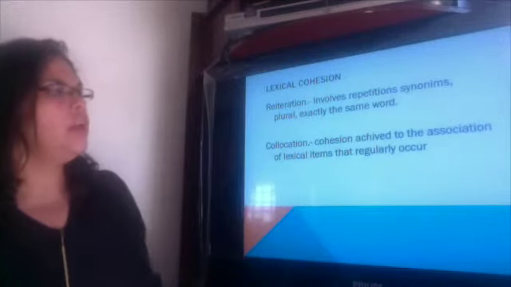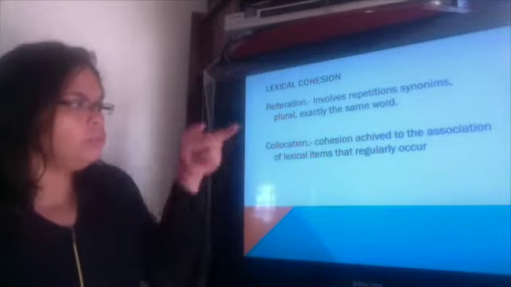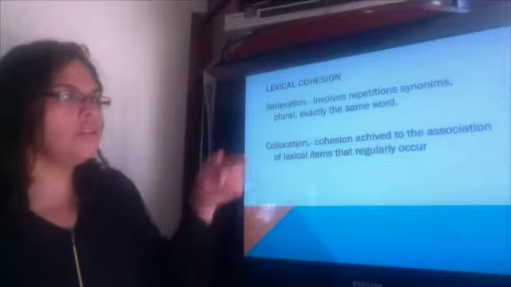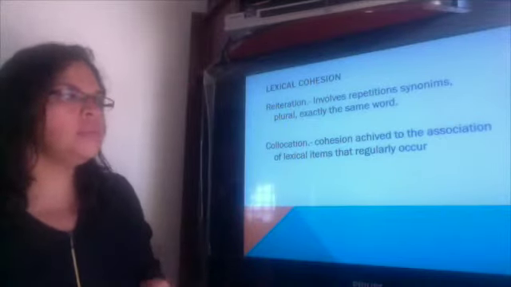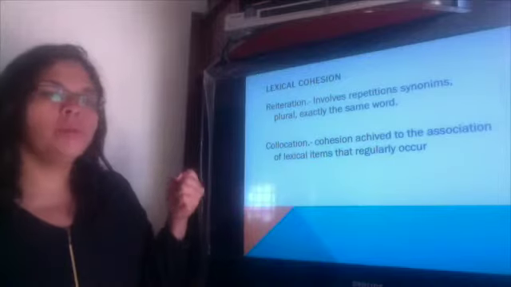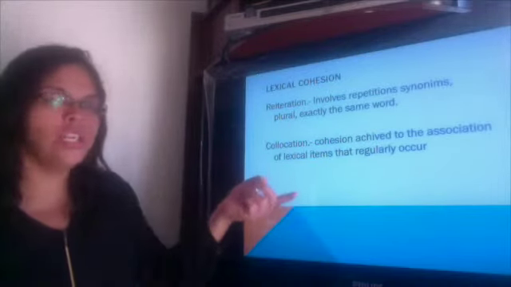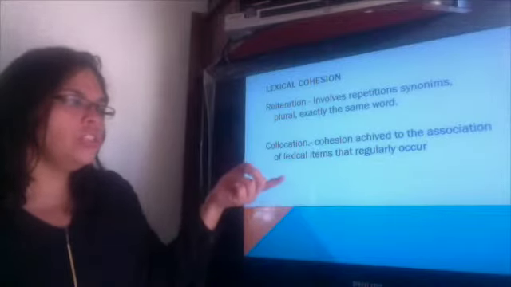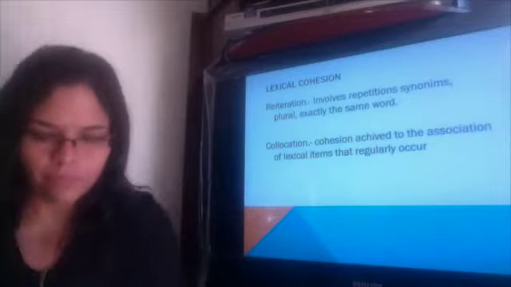Lexical cohesion. Lexical cohesion is divided in two: reiteration and collocation. The reiteration involves all the repetitions, synonyms, and plurals, but will be exactly the same word. And collocation is the cohesion achieved through the association of lexical items that regularly occur together.